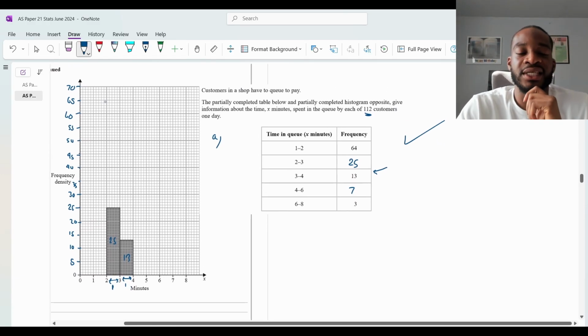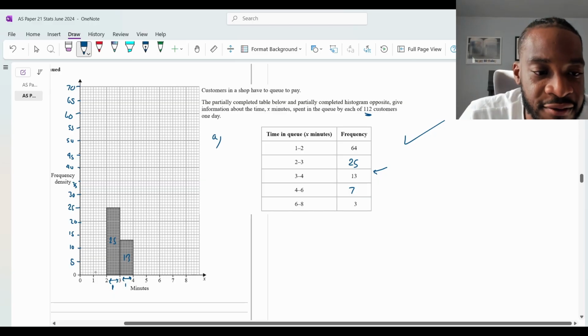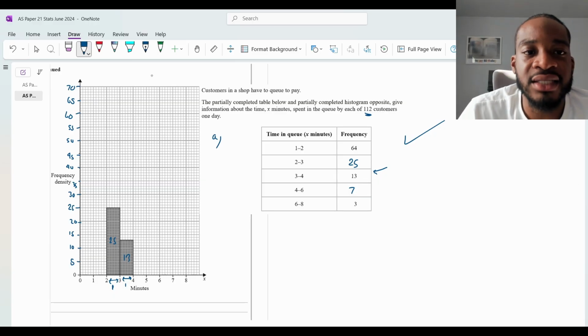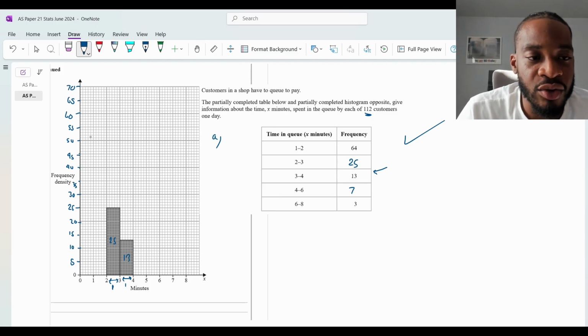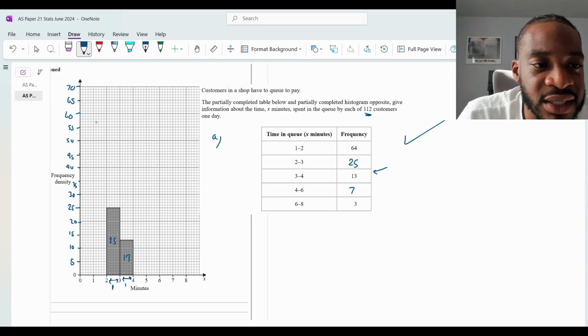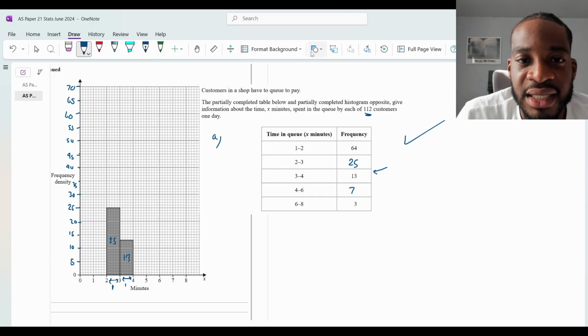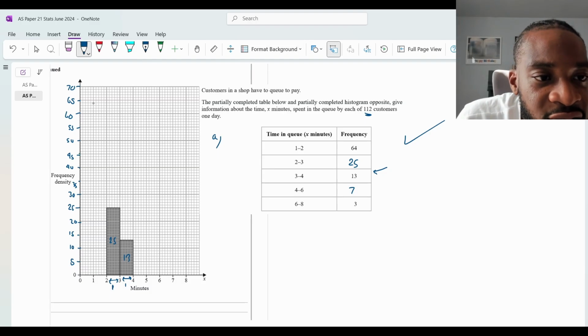1 to 2, 64. The area is 64. So that means I should go up to 64, isn't it? So we need to go here now, guys. Again, as I said before, OneNote has updated this software, so it's a bit hard for me to actually draw shapes now. So I'm gonna try my best, but let's see how this goes. I'm gonna create an automatic shape, and I need to go to 64, which is around there, and then I need to draw a rectangle. So I'm gonna draw a rectangle.